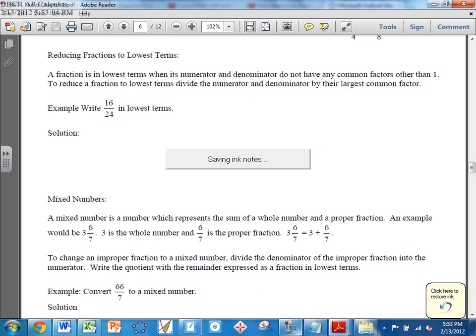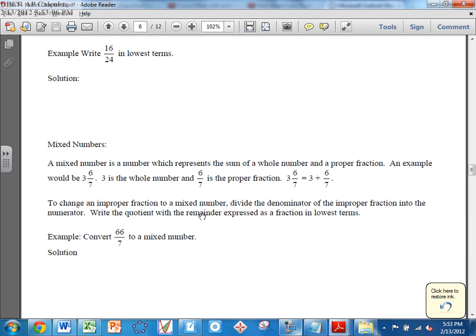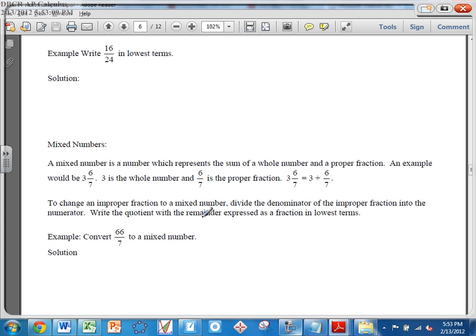We're going to see here for this example, it says write 16/24 in lowest terms. Well, immediately what you need to do is break that up into its factors. That's how this always works. So break the numerator up into 4 times 4 and the denominator into 6 times 4. Well, I can see right away that the 4's cancel and I'm left with 4 over 6, but clearly that could be reduced to 2/3. So maybe I didn't reduce it by the greatest common factor of each.